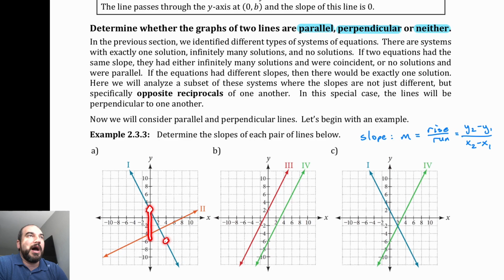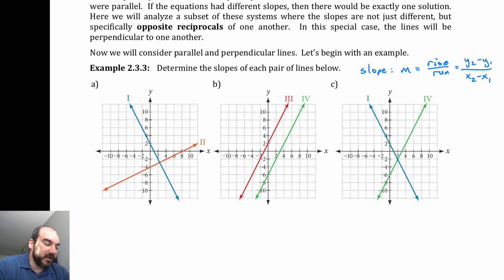Rise just means up or down, and run means to the right. So if we go down and then run to the right from one point to another, we're going to have a negative slope, because we have a negative rise, right? y2 minus y1 will end up being a negative number. x2 minus x1 will always be a positive number because we're running to the right. So if you rise up and then run to the right, that's a positive slope. If you go down and then to the right, that's a negative slope.